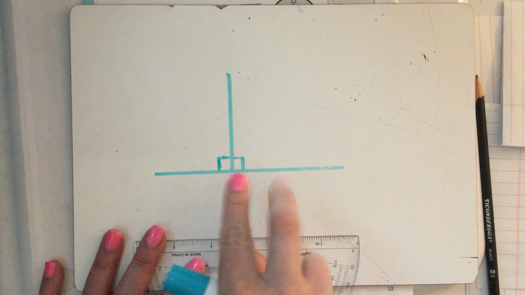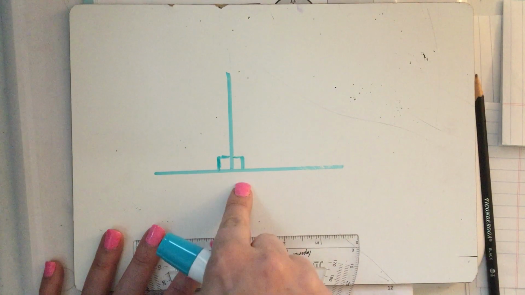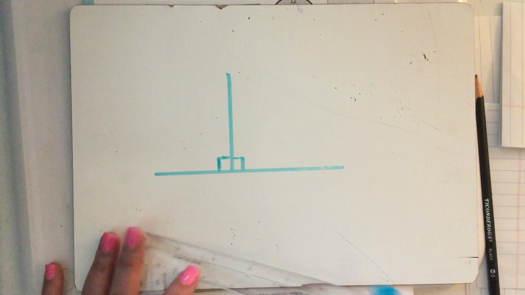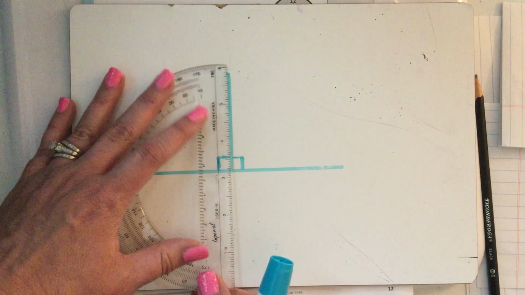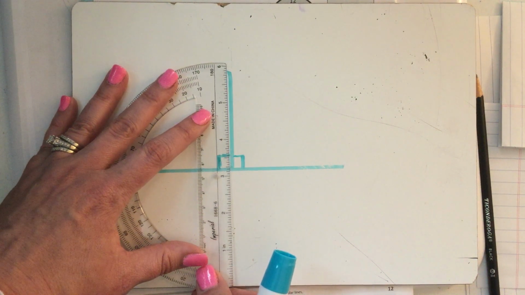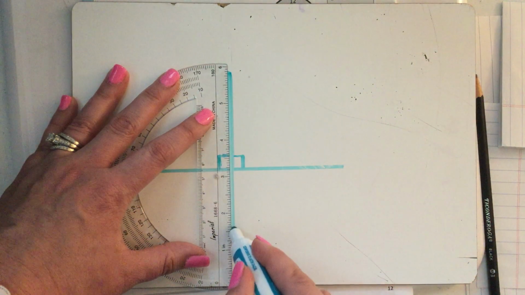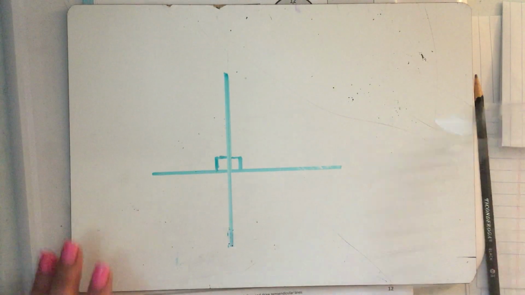So when these 2 lines meet or intersect right here, and I could make this line keep going, right? I could take my straight edge and line it up, and I could make it go all the way through if I wanted to, and then look what would happen.